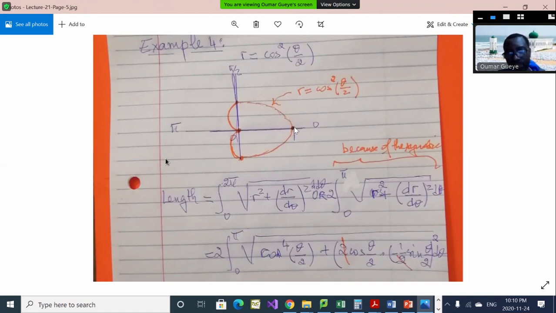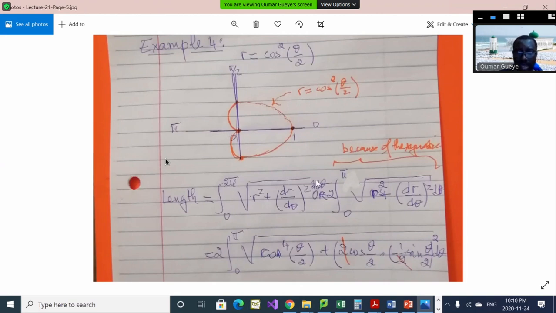It's exactly calculating from 0 to pi up to here. You will get the half of the curve, and you multiply it by 2. Because from 0 to pi, you'll get the half. Now, be careful. I'm not saying it's always the case. Here, our curve is symmetric. That's why.